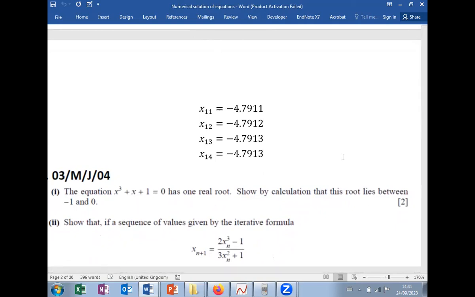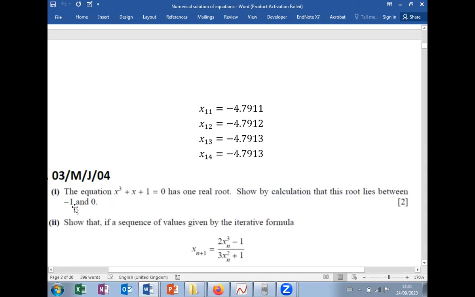Is this clear? Now, the question has provided us with an equation and it says that it's a cubic equation. It has one real root. Now, the question says, show by calculation that this root lies between -1 and 0. The question is already telling you the range in which the root lies. How will you do it? You're only supposed to focus on the method. You make this entire thing a function of x.